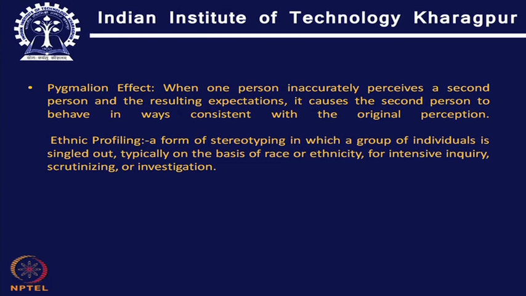and these may lead to some errors like the Pygmalion effect, when one person inaccurately perceives a second person, and the resulting expectation causes the second person to behave in ways consistent with the original perception. So, these are some of the effects, and ethnic profiling is of course a stereotyping effect about the ethnic group that we are concerned about, and it sometimes leads to inaccurate decision making without intensive inquiry about the particular person that we are making a decision about.